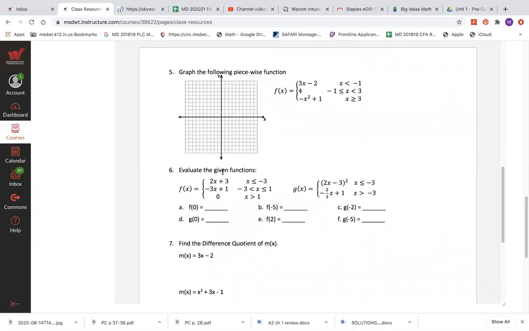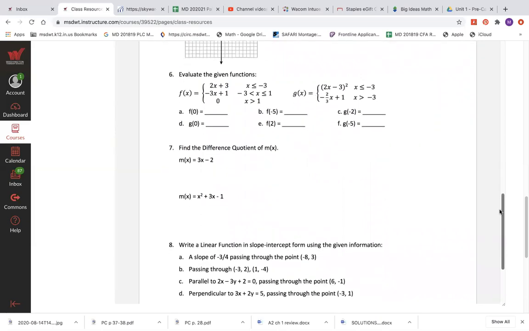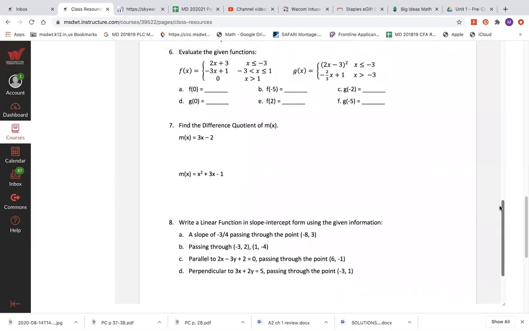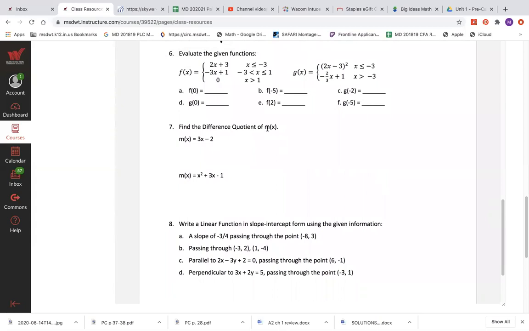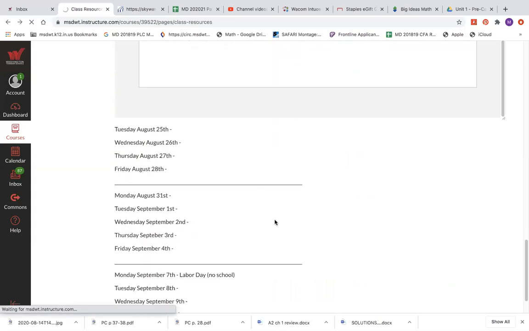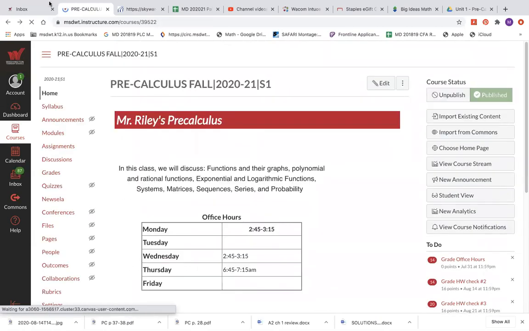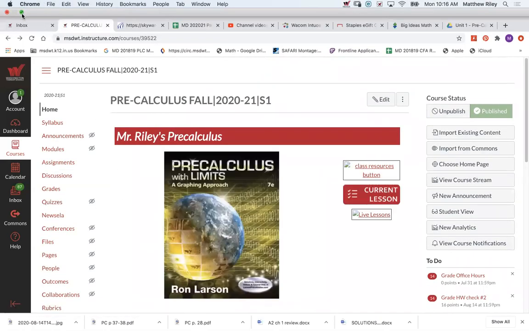Number 6, evaluate. We have two functions, an f function and a g function. Make sure you pay attention to the details. And the last one, I forgot to put the difference quotient up here. So the difference quotient is, eek. What is going on with it? What just happened?